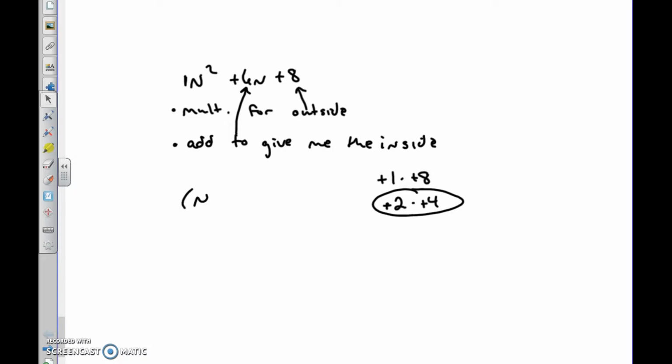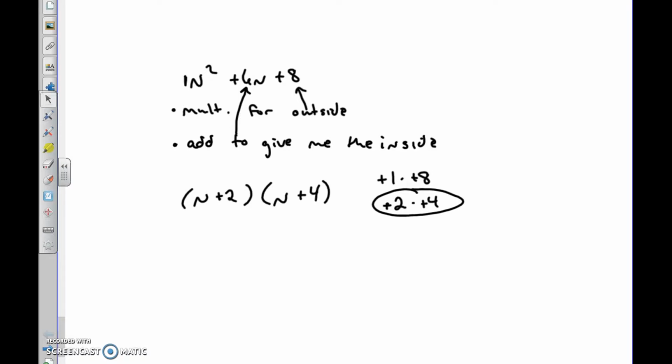So once we find our factor, since it's a leading coefficient of 1, we're going to have 2 factors, both beginning with n. And now at the end, we're going to put the 2 factors that we found that multiply to give me a positive 8 and add to give me the positive 6. So we end up with n plus 2 and n plus 4.